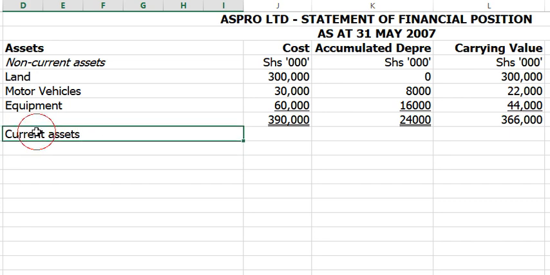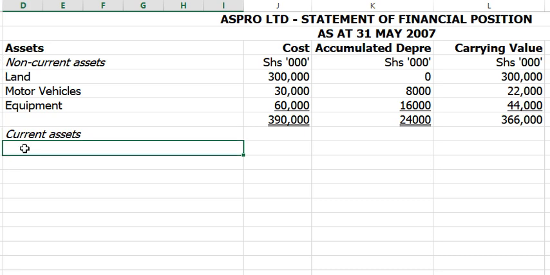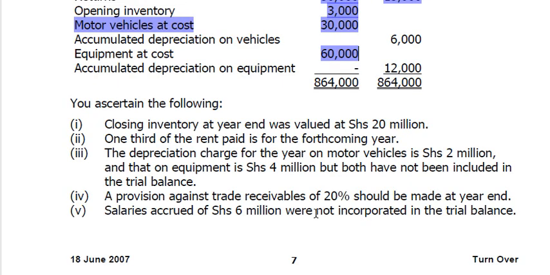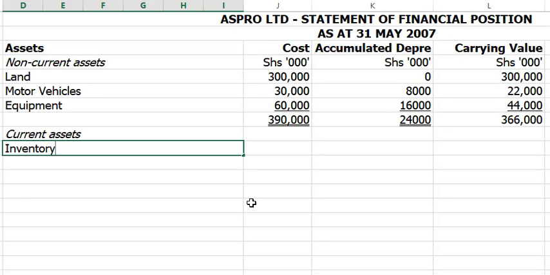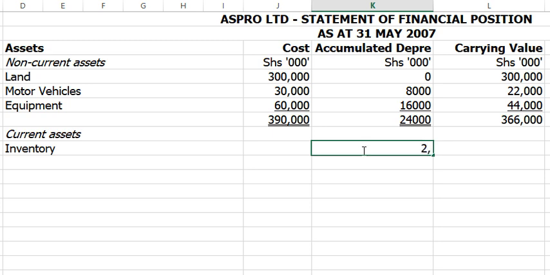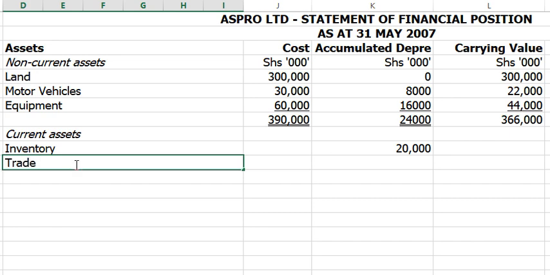So let us look at the current assets. So we have the inventory, but remember the inventory that is the inventory in the additional information, and that is 20 million. So inventory, we have 20 millions, that is our inventory. Then from the inventory we bring in the trade receivables.